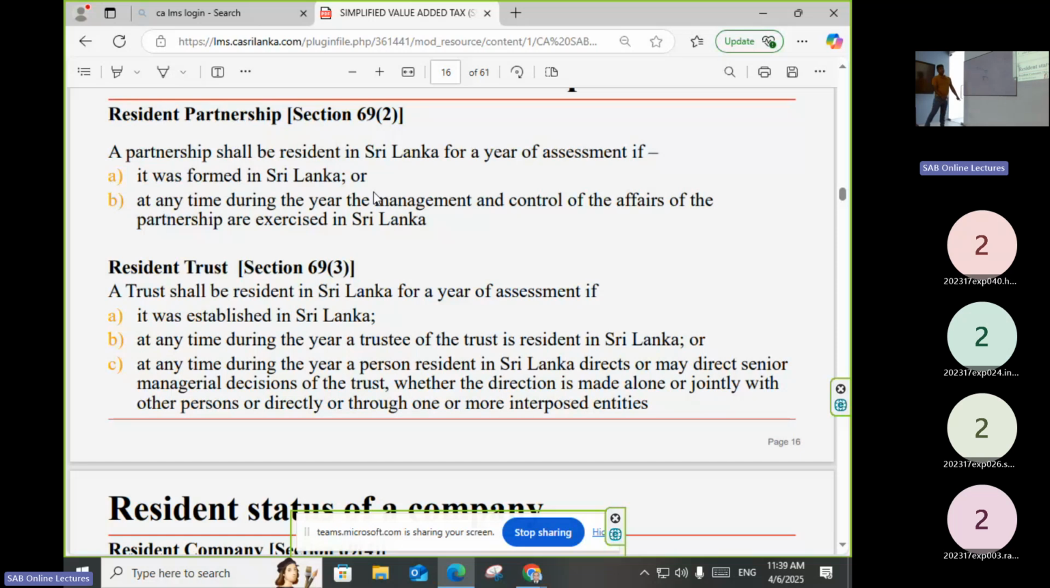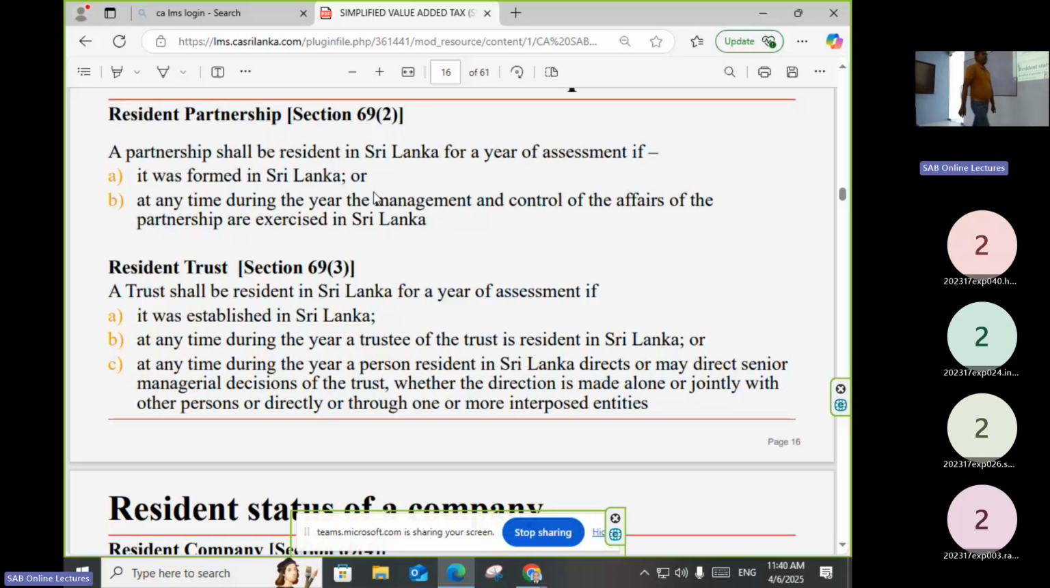What is a senior managerial decision? Somebody is taking over the trust, then this trust shall be considered as a resident trust for Sri Lanka. That's the meaning. You can see how in this context, the trust is not necessarily in Sri Lanka. It could be elsewhere. But a person resident in Sri Lanka is taking the senior managerial decision, jointly or alone or with interposed entities, so it shall be considered as a resident trust for Sri Lanka tax.